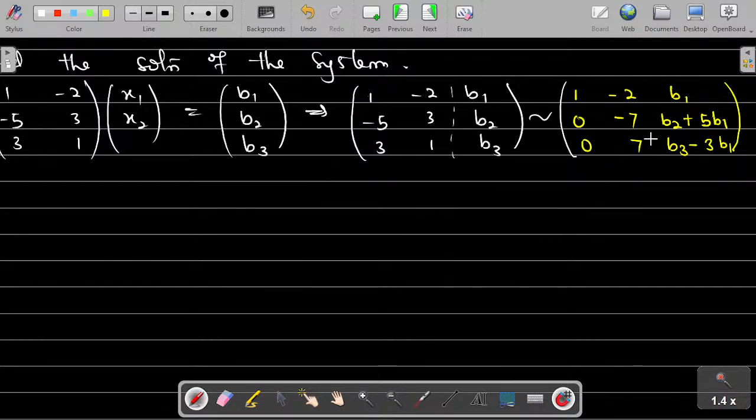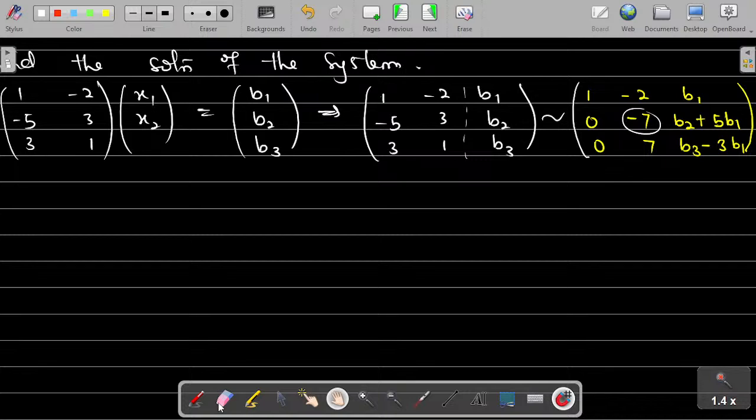So we now come over here and continue our reduction. We will need to also eliminate this and make it 0. We may want to interchange the rows, but there is no point. So let's make minus 7 our pivot now. So row 1 will remain the same, with minus 2 and b1. Row 2 will remain the same because that's our pivot now, so we have b2 plus 5b1.